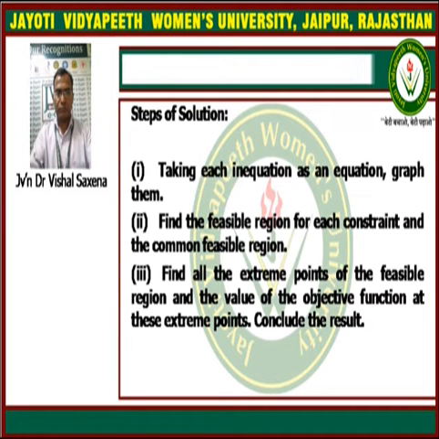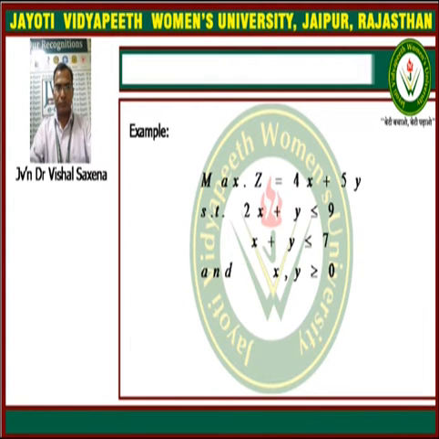And when the value of the objective function at these extreme points is found, it will show which point is the solution for our problem, and in this way we can conclude our result. Now we have this example to explain the graphical method to solve this problem.